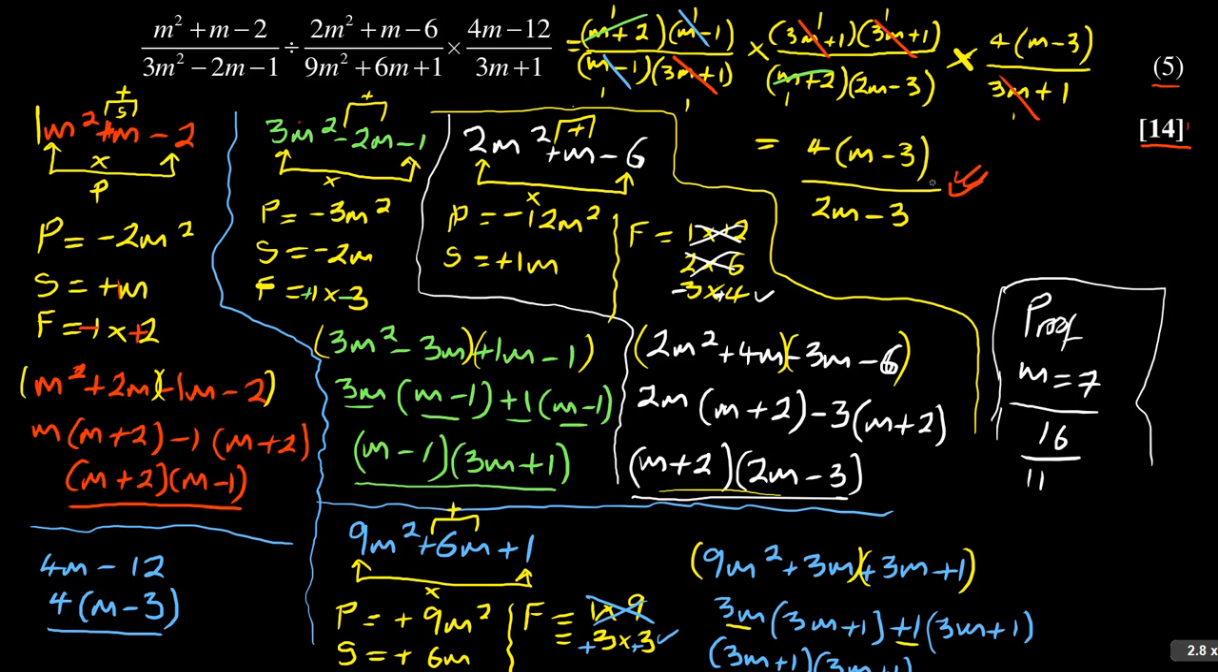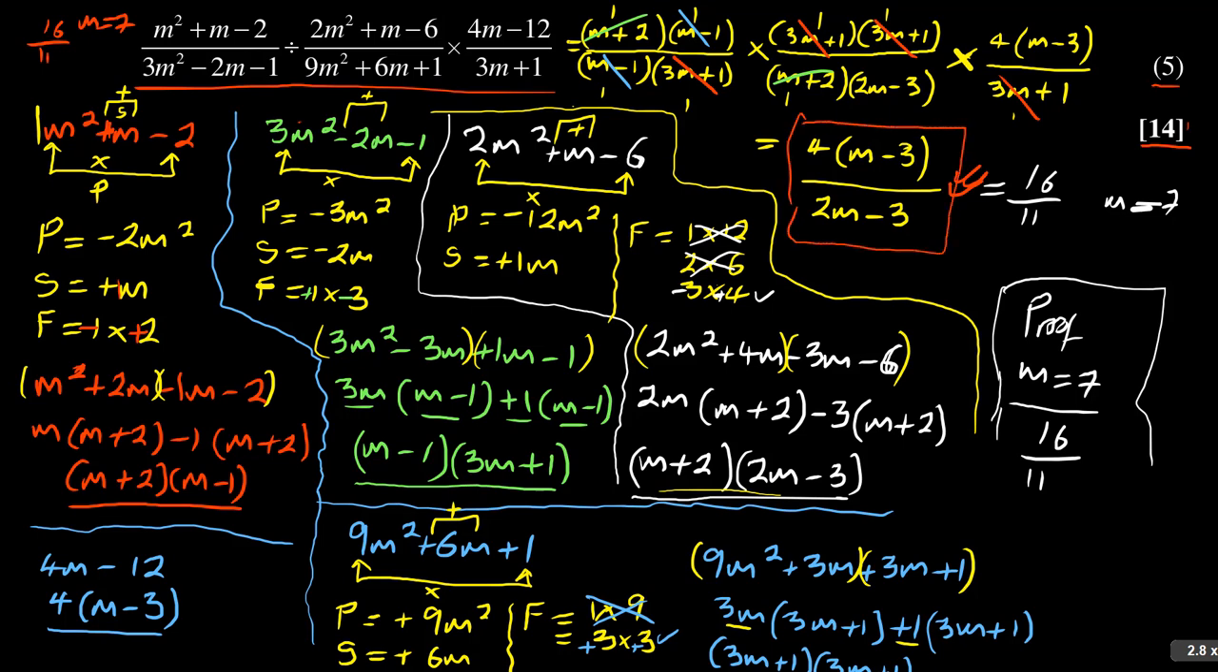You can see this here gives me 16 over 11 when m is equal to 7. Even here I'm getting 16 over 11 when m is equal to 7. So if this matches with that, it means I have managed to factorize and I have got more assurance that my answer was correct in its simplest form.